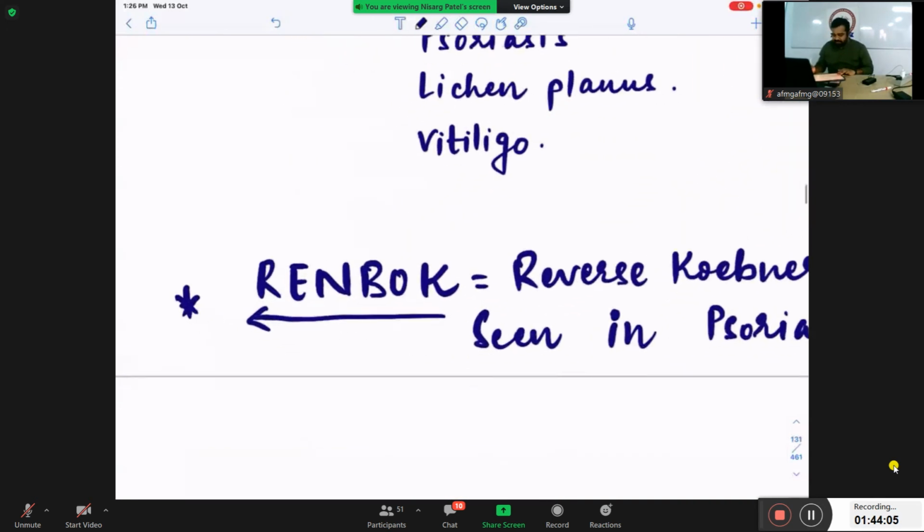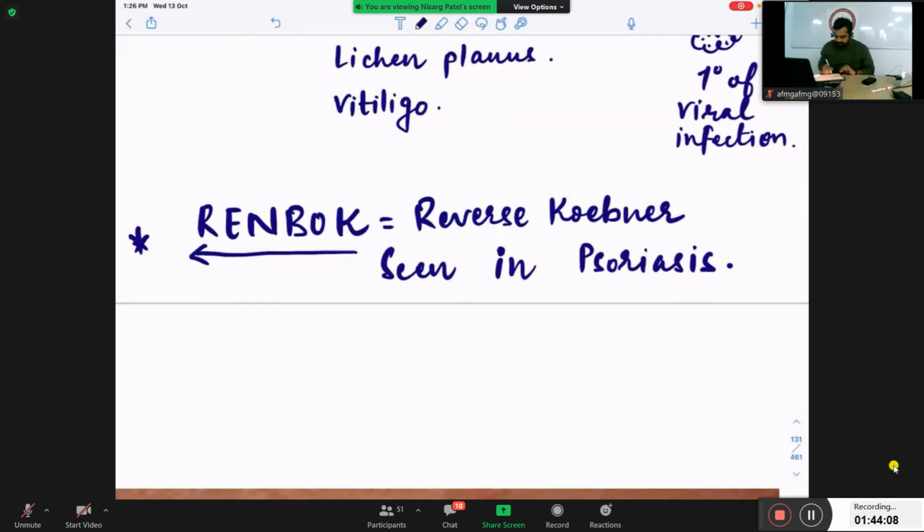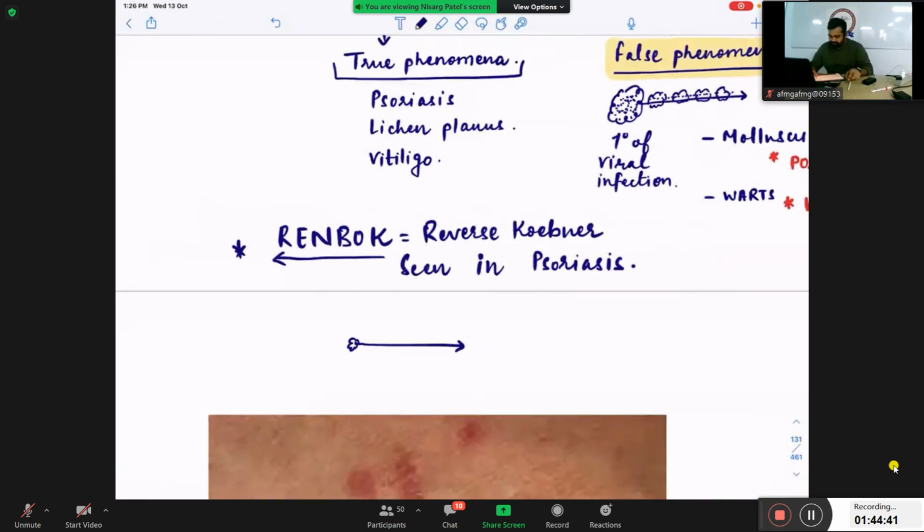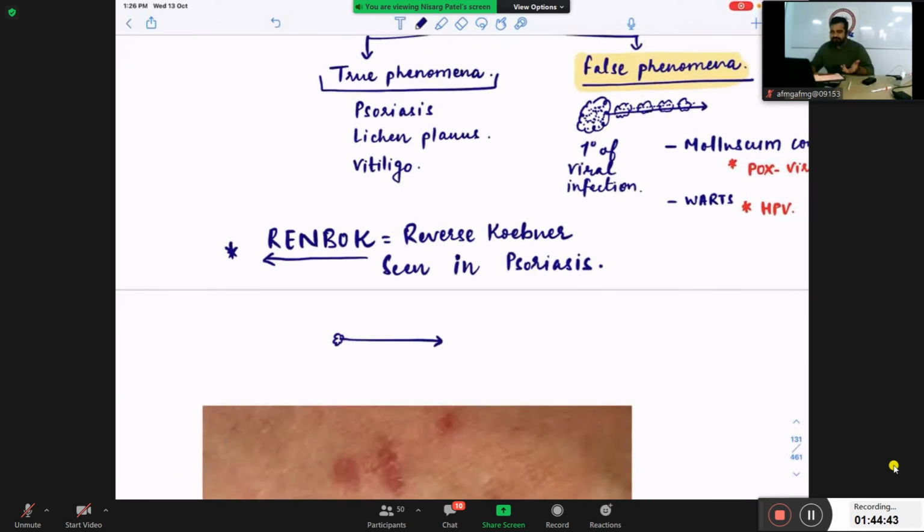So sometimes what happens after the linear trauma, the size of the primary lesion reduces, not increases. So it is a reverse Koebner phenomenon. Generally in Koebner phenomenon, rash increases, right? But in reverse Koebner phenomenon, rash decreases. That is a reverse Koebner.